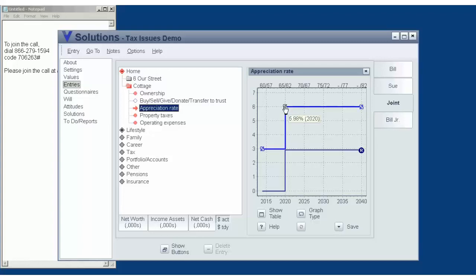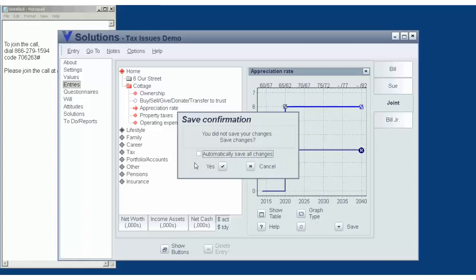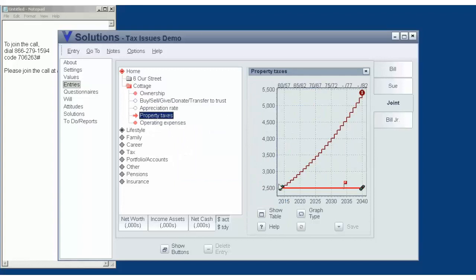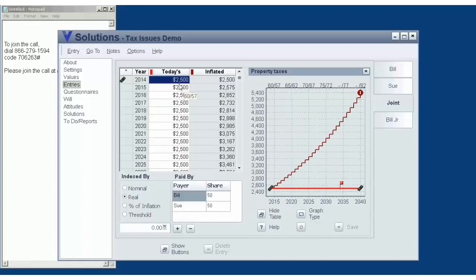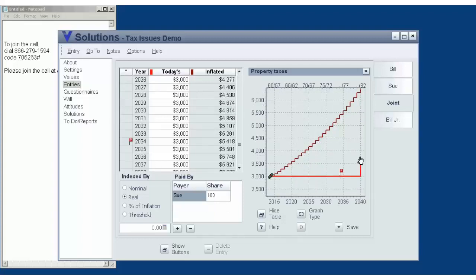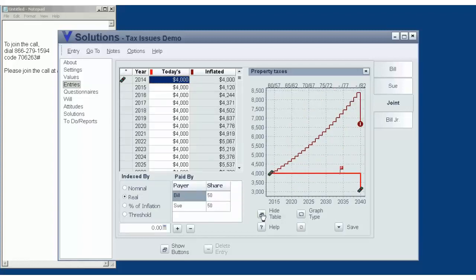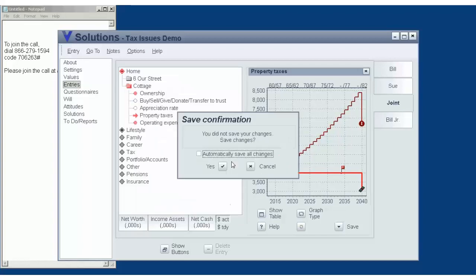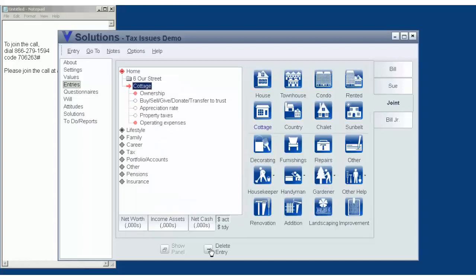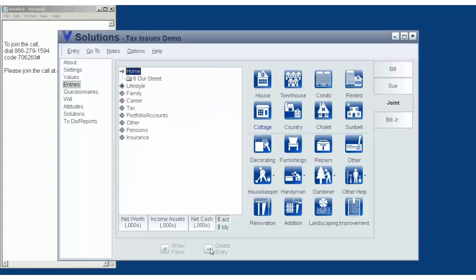If you come down to property taxes as an example, you can also put in entries, expenses related to the cottage. You've got two entry methods. I can go up to the table and I can type in a number, or I can actually drag these little dollar bill bundles around on the graph. So there are two styles of data entry. I'm going to delete the cottage for now. I just wanted to bring it up to show you these panels, because we'll be using them when we look at rental properties.